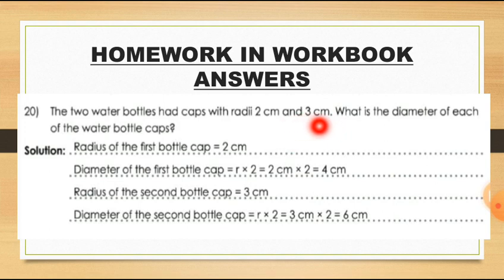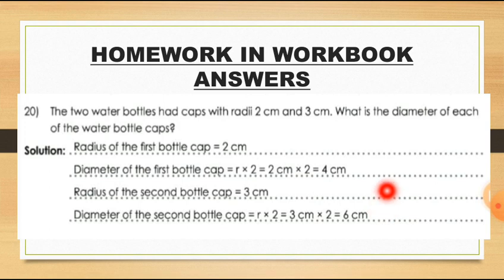Now, for the second one, we have to find out the diameter. Here the radius is given as 3 centimeter. So you can write, radius of the second bottle cap is equal to 3 centimeter. And then the diameter of the bottle cap is equal to 2 into r. Here r means radius is 3 centimeter. So 2 into, instead of r you can write 3. So 2 into 3, what is 2 into 3? 2 3s are 6, isn't it? So 6 centimeter is the right answer.